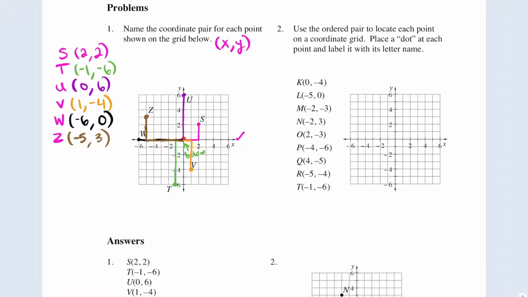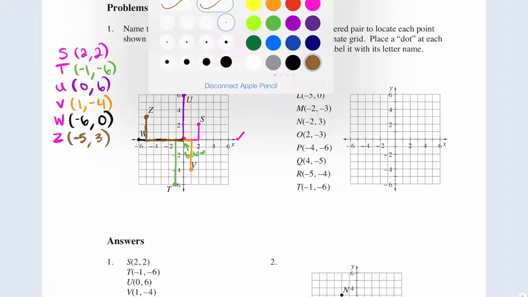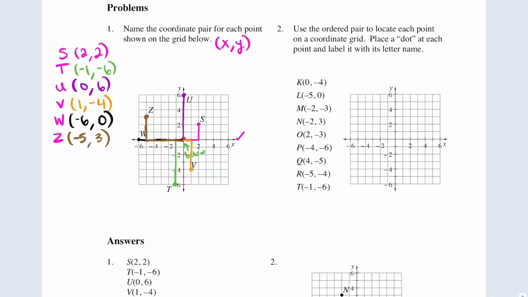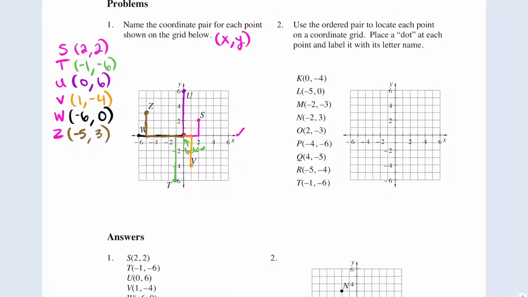So now that we've practiced naming coordinates, now we're going to practice graphing them. So reading the directions, it says, use the ordered pair to locate each point on a coordinate grid. Place a dot at each point and label it with its letter name. And this is a good habit to get into, labeling your coordinates, just so you don't get confused, and then your future teachers don't get confused, and everyone knows what's what, and you don't lose any points. So that's what we're going to do.